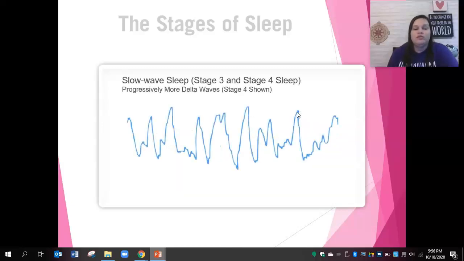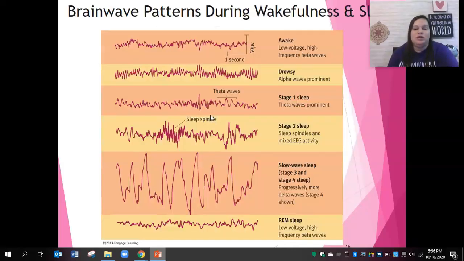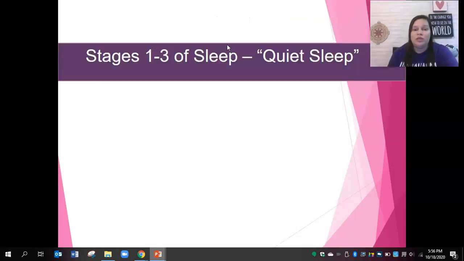Stages 3 and 4 are considered slow wave sleep, and they have delta brain waves. And so these are big, slow brain waves when we're deep asleep. So here we have kind of a recap of all those brain waves. But notice down here we have another stage of sleep called REM sleep, or rapid eye movement. And notice that the brain waves here in REM sleep are pretty much identical to when we are awake.